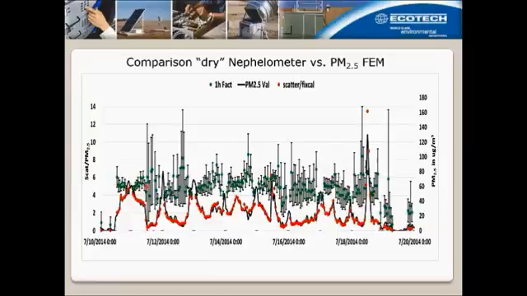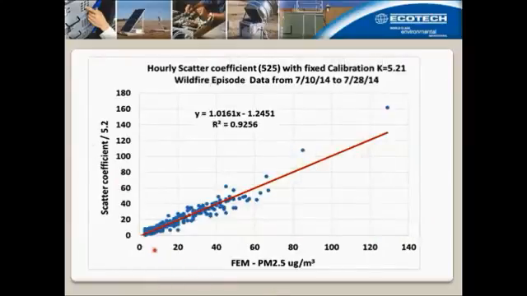The green dots here represent the hourly relation, the scattering coefficient divided by the federal equivalence method, and you see that the factor changes, but you see also the error bars, which I will explain later a little bit more in detail. When you plot the FEM versus the scatter coefficient, then you see that with that factor 5.2, they correlate already pretty well within hourly numbers. So that shows the ability of measuring PM2.5 pretty neatly with a nephelometer.